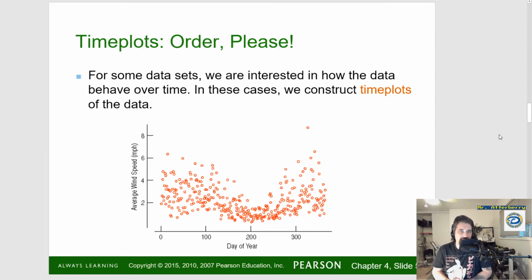So, time plots. Order, please. Very similar to the other graphs we see. This new graph is called a time plot. It just shows over time, like here it would be January 1st all the way to December 31st, and you see each individual data point over time. It shows you a lot of what's going on. Okay, pretty cool.